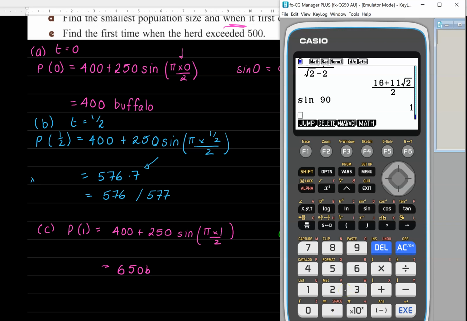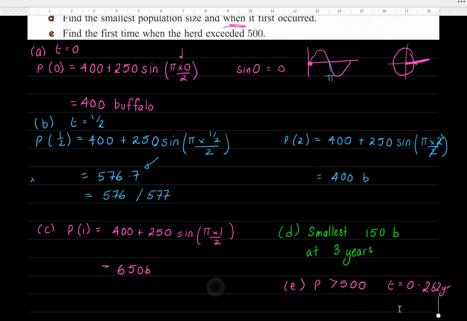Just a little thing, by the way. So what was it? 0.262. Press your x value, press enter. Can you see that comes up? The value that you just had. So anyway, how about we take that answer and we times it by 12 months in a year. So 3 months, 3.1. We'll just go 3.1 months.